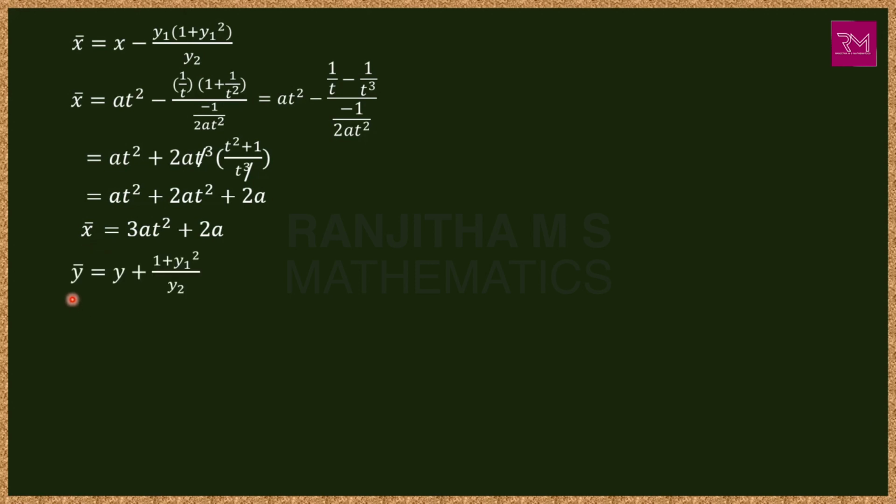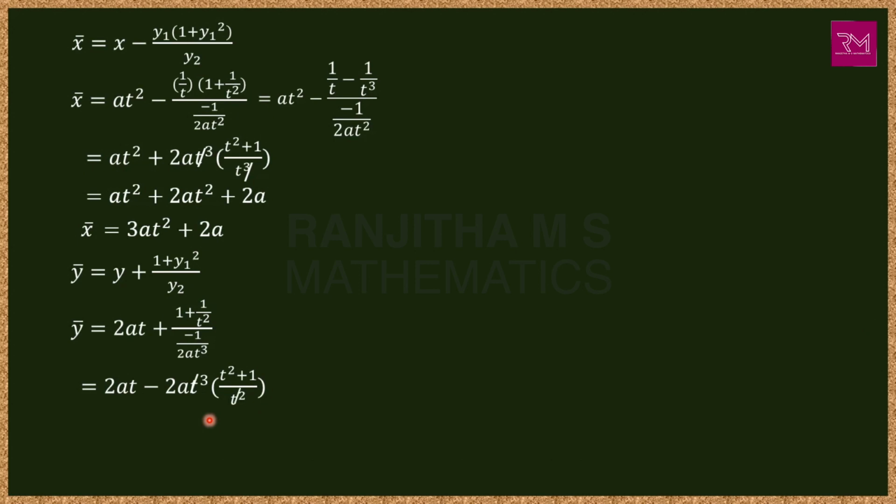Similarly, we have to find y bar as y bar which is equal to y plus 1 plus y1 square by y2. Here substitute y as 2at and y1 as 1 by t and y2 as minus 1 by 2at cube. We get y bar which is equal to 2at plus 1 by t square divided by y2 is minus 1 by 2at cube. Taking LCM and substitute, we get 2at, here plus into minus minus, we take 2at cube to the numerator, that becomes 2at cube into, here 1 plus 1 by t square, if we take t square to this side, we get t square plus 1 by t square.